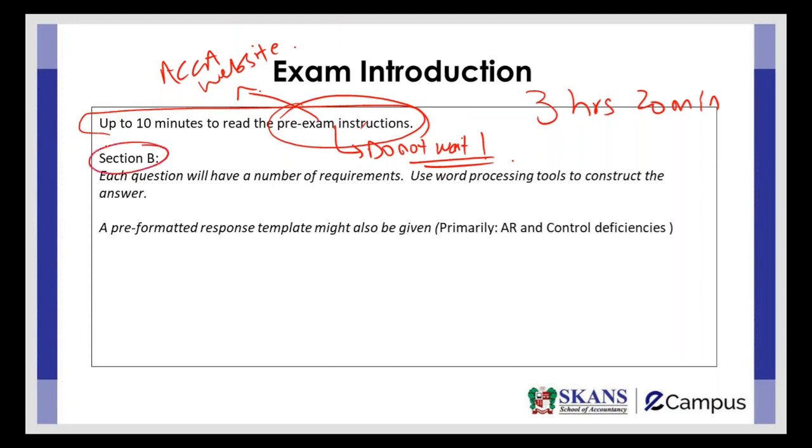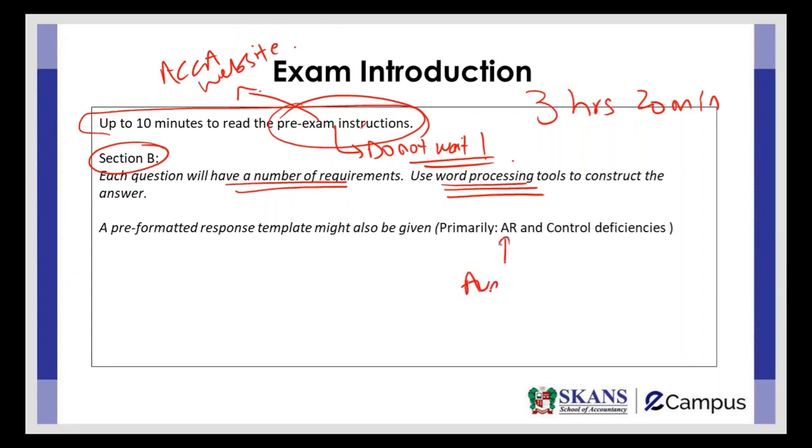Section B. So section A is mini case studies. With each case study, you'll have 5 questions and you'll have to answer different types of objective test questions. For section B, each question will have a number of requirements. So question number 16 could have 3, 4, 5, 6 requirements. Question number 17 could have 6 requirements. It doesn't matter. You will only be asked to use word processing tools to construct the answer. So there will be no spreadsheets given in the F8 exam.